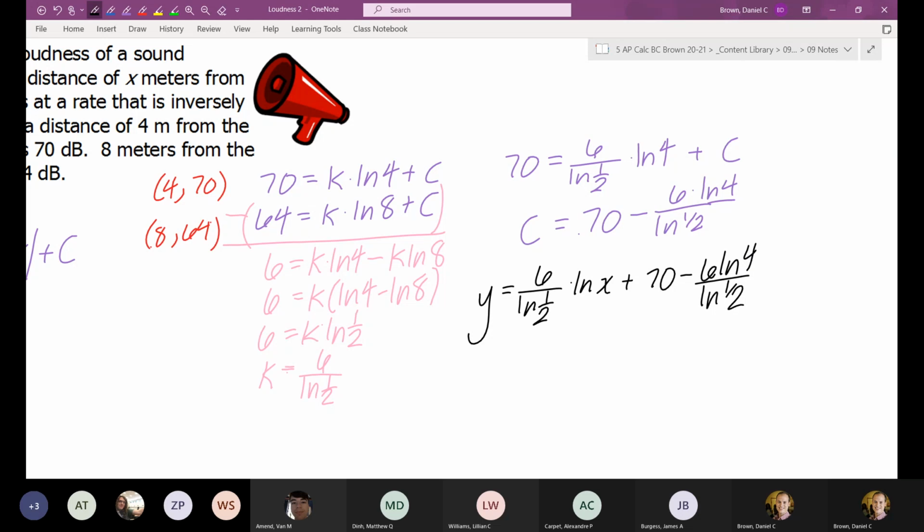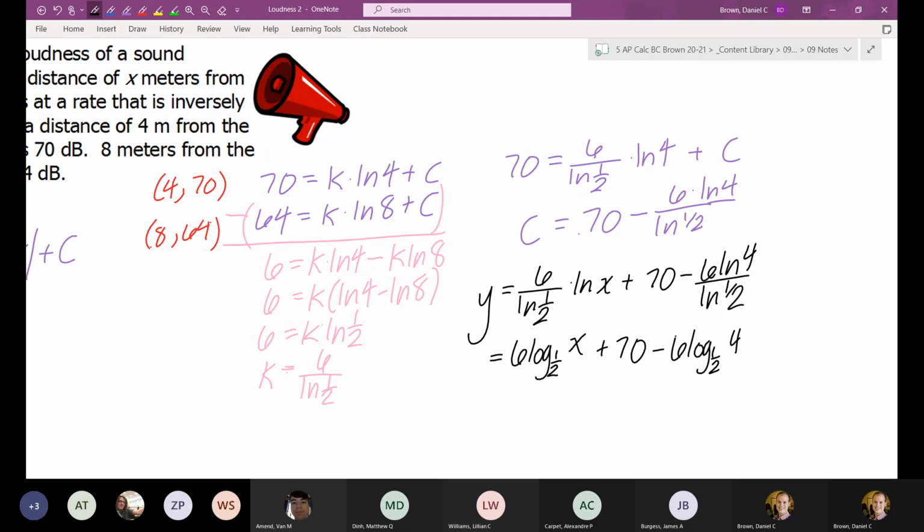Can use the change of base formula again right here. Whenever you're dividing a logarithm, you can use the change of base formula. This first term can be written as 6 log base 1/2 of x. Could have also become -6 log base 2 of x, kind of the same thing, plus a 70 minus 6 log base 1/2 of 4. Again, that's just me using the change of base formula. Does anyone see anything else you could probably simplify in that expression? Log base 1/2 of x over 4.